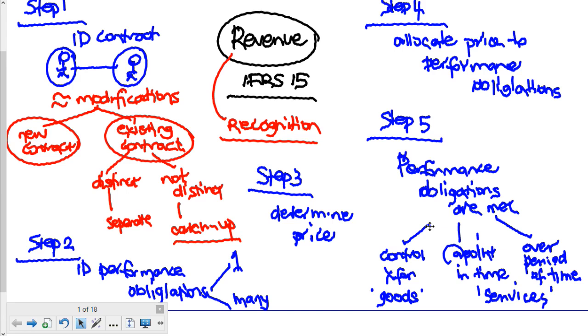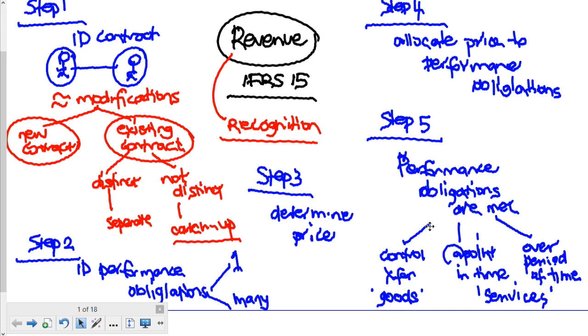So you can see the 5-step approach. Identify the contract that exists between the two parties. Identify what performance obligations there are in that contract. Determine what the price is. Then take the price and allocate it among the performance obligations. And then determine when those performance obligations are met. So once they are met, I have allocated the price to the obligations, and I can then say this is revenue or this is not revenue yet.